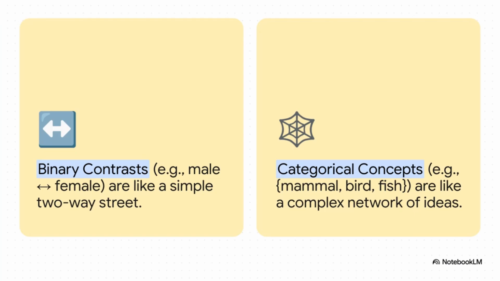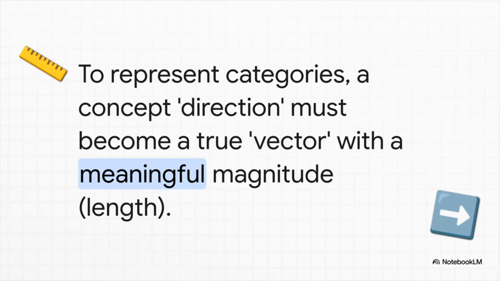We were moving from a binary contrast, which is like a simple two-way street, to a categorical concept, which is more like a whole network of interconnected ideas. How does the simple geometry of lines and directions scale up to handle that kind of complexity? The crucial insight was that we needed to go from a simple direction to a true vector. And a vector doesn't just have a direction, it also has a defined length, or magnitude. You see, without a meaningful length, you can't add or subtract concepts in a way that makes any sense.